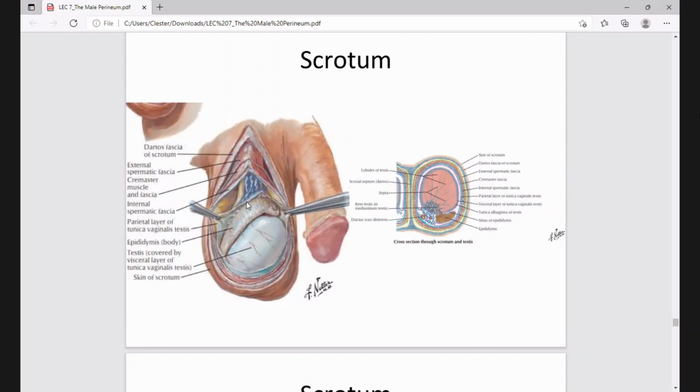Okay, that's why if the tunica vaginalis remains patent or open, then it will have a connection with the peritoneum above. So fluid in the peritoneal cavity can seep down into this open layer of tunica vaginalis, and then you can have a clinical condition known as a hydrocele of the scrotum. Okay, right.